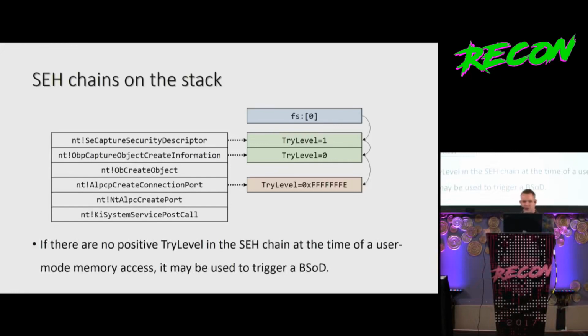So at any given point of time, if you access user mode memory, this is how it basically looks like when it comes to the SEH chain. So you have fs:0, which points to the first exception handler, etc. And if you want to find instances of accesses which are unhandled, then you have to traverse the whole SEH chain and see if any try level is positive. If none of them is positive, then it means that there is no exception handler installed, and then you can trigger a bugcheck most likely by using this memory access.